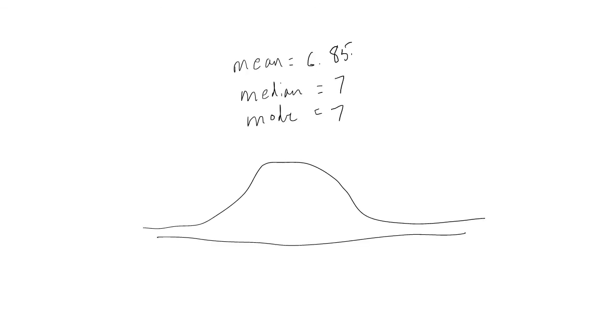When we have a normal distribution, all three of these measures of central tendency are going to be around the same value. This is because we know that in a normal distribution, values for a variable tend to cluster around the center. The mean, median, and mode tell us where exactly that center is.